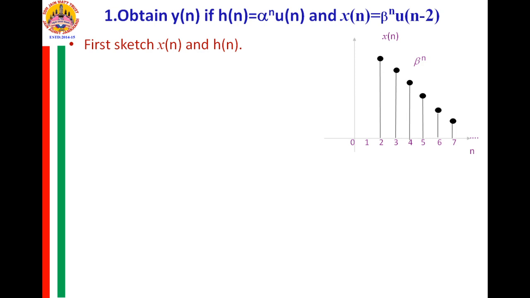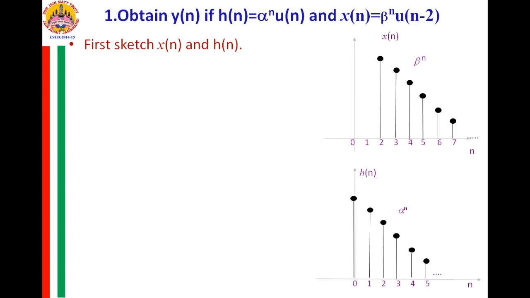Since alpha is also assumed to be less than 1, it is a decaying exponential and starts from n equal to 0 onwards. So alpha raised to 0, alpha raised to 1, 2, 3, 4, and so on up to infinity. It will be decaying towards 0. So it is also a decaying exponential, alpha raised to n. After sketching this x[n] and h[n], our next step is to identify the left end of y[n] and the right end of y[n].